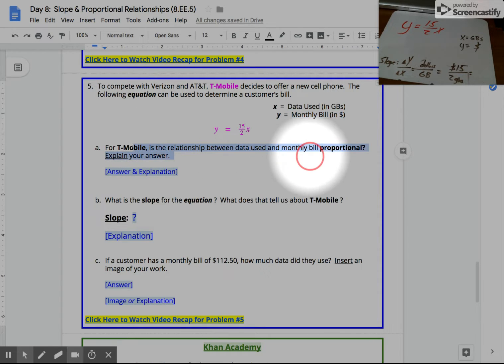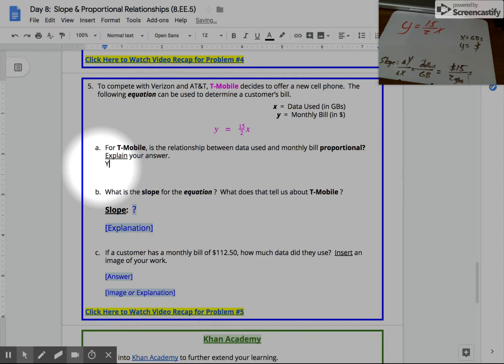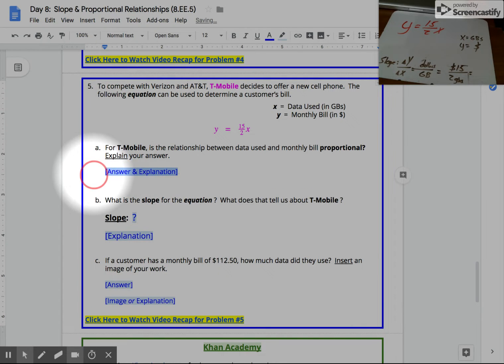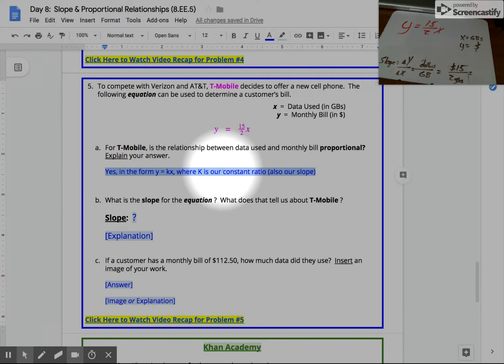Part A simply asks whether or not this relationship that we see as an equation is proportional. We should recognize this is proportional, yes. Pretty much the main reason you should recognize this, it's in that form Y equals Kx, where K is our constant ratio, also our slope, as we've been starting to see. So that would be a great answer right there, seeing it's in the form Y equals Kx.